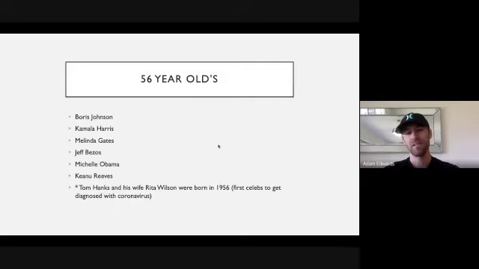Melinda Gates, the wife of Bill Gates, 56 years old. I truly believe Melinda Gates is a man. Again, I've said it before. Just Google her image. That is not a woman. Jeff Bezos, supposedly the founder of Amazon.